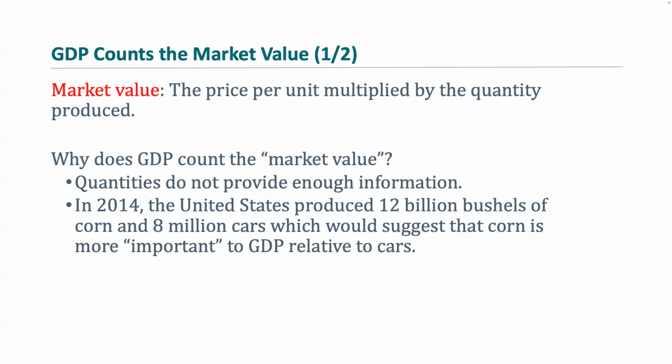Market value is going to be the price per unit multiplied by the quantity produced. Quantities alone don't provide us with enough information, because the units for various quantities cannot always be added together. Things like gallons of milk, cups of coffee, pounds of steak, bottles of perfume. So in 2014, the United States produced 12 billion bushels of corn and 8 million cars. This suggests that corn is of more importance to GDP in comparison to cars. This is why we measure GDP: to see what's more important to a specific economy.